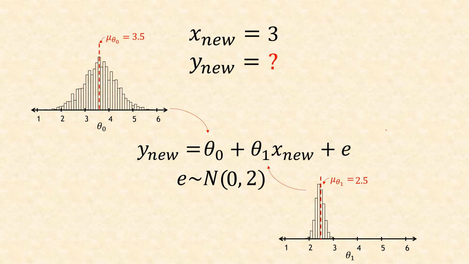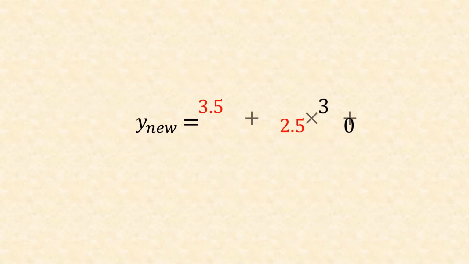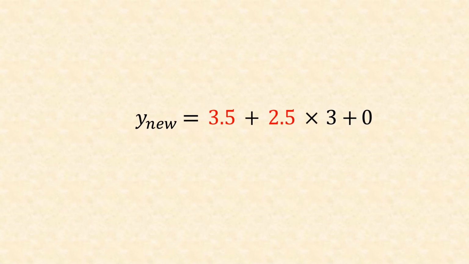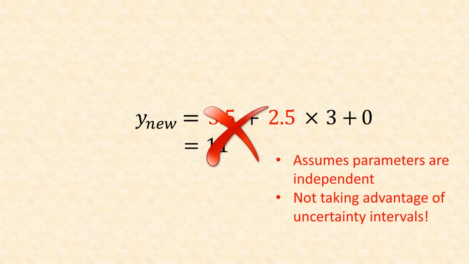One strategy could be to take those means and substitute them into the equation along with the new x value of 3. Assuming that the noise takes on its average value of 0, then the prediction will be 11. But this is not a great way to do prediction because A, it doesn't acknowledge the fact that the parameters are correlated in the posterior, which is important for more complex models, and B, it doesn't take into account uncertainty levels, which is one of the reasons why we wanted to do Bayesian inference in the first place.